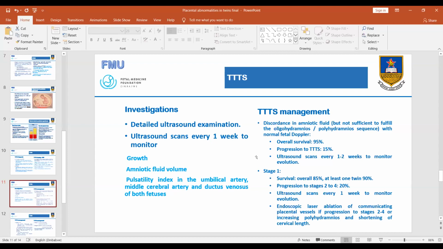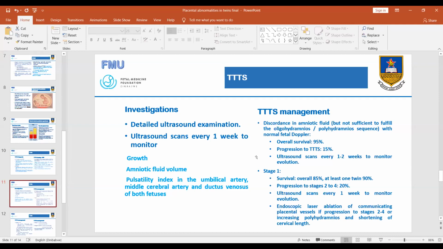There is a first stage where we can just pick a discordance in amniotic fluid volume, but it's not bad enough to fit the criteria for the oligohydramnios-polyhydramnios sequence. In this case, we just have a discordance, but it does not fit into the oligohydramnios-polyhydramnios sequence. If we are at this stage, the survival rate is good. More than 95% of both babies survive.